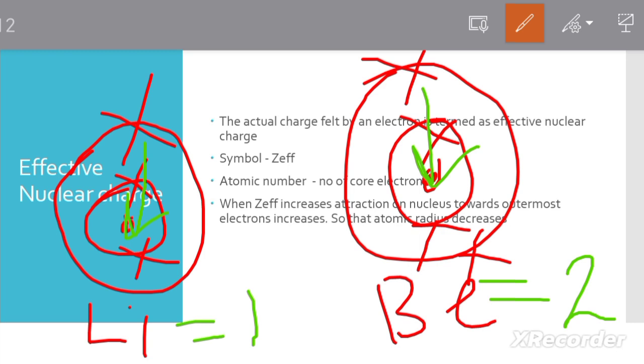So when we compare these two, 1 is lesser than 2. More attraction force is exerted on the outermost electrons of beryllium from its nucleus than lithium. I think you understand my point. Effective nuclear charge is 1 in lithium.